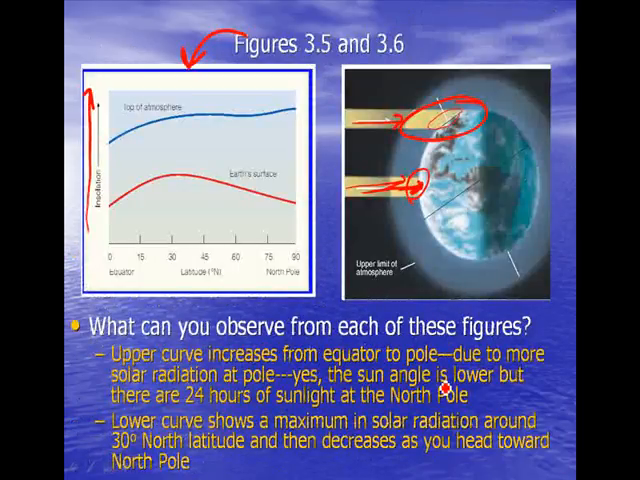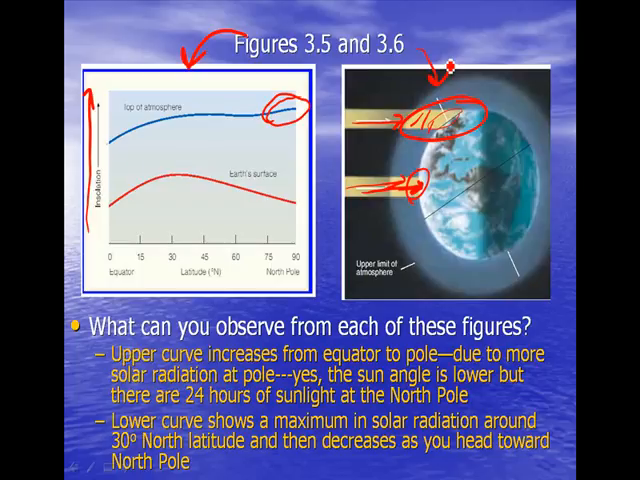Well, let's continue on with this discussion. The sun angle is lower, but there are 24 hours. So we're beginning to see that this maximum here, this top curve, is the amount of solar radiation reaching the top of the atmosphere. Notice that, yes, we are spreading the amount of energy out here in figure 3.6, but during the summer solstice, notice that there's 24 hours of sunlight. So the top of the atmosphere is still receiving quite a bit more energy. But that doesn't answer the question, why is Iowa warmer during the summer than, let's say, the North Pole?